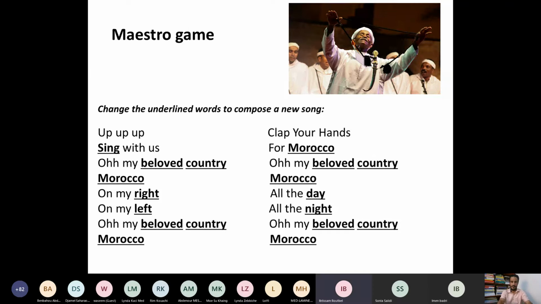Okay, I see that everyone is enjoying this game here. German is already trying to change the words, and he wrote Algeria. Wonderful. Maybe you want to try it, Jamel, with Algeria? Or maybe Zinina wants to say something. She's raising her hand. Yes.